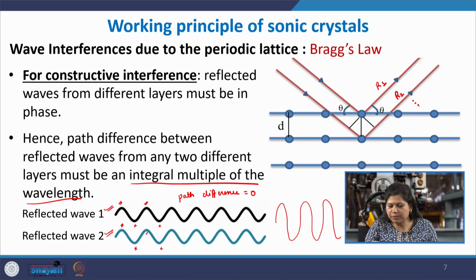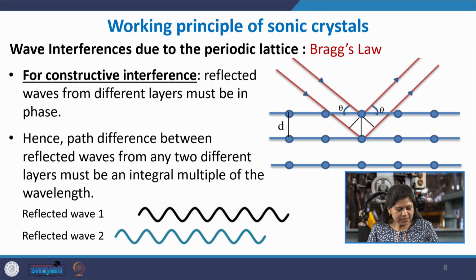But if you look at this diagram, the reflected wave 1 is following a certain path and reflecting back. What happens to reflected wave 2? It is also taking that path, but it has to cover some extra distance because it is reflecting from the layer behind it. So, hence there will be some path difference between R1 and R2, the first and the second reflected wave, and so on.